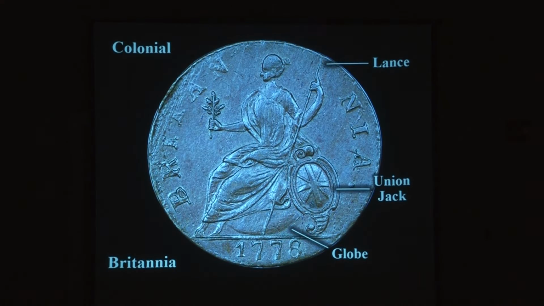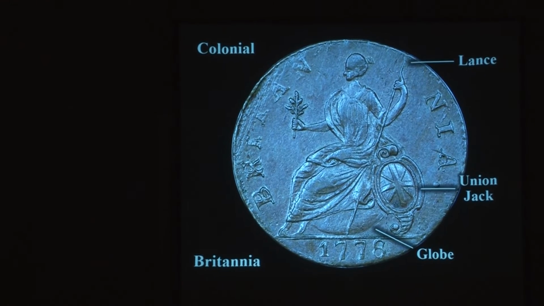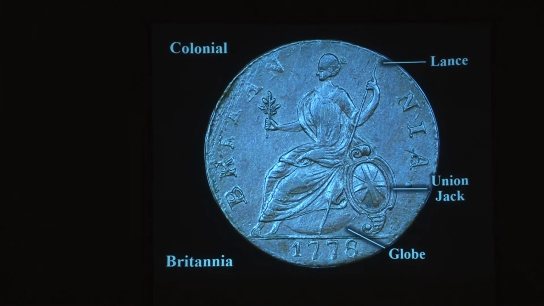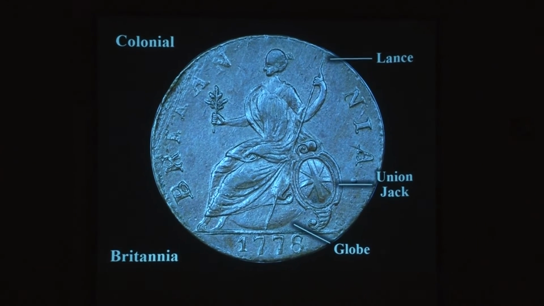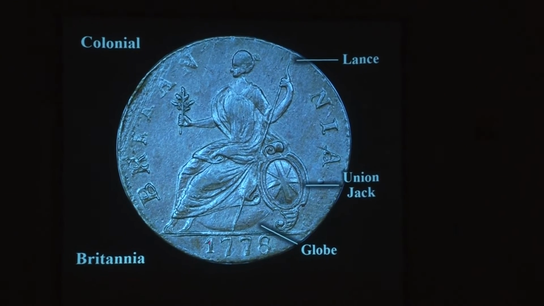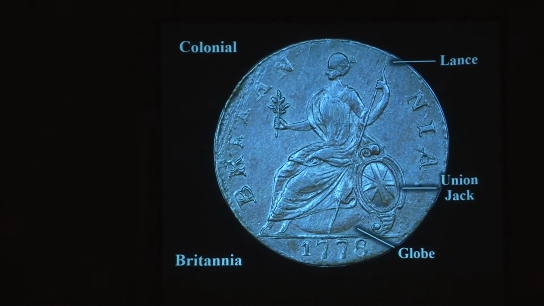So here is a colonial British coin from here in the US. It shows us Britannia. She's seated upon the world. No big statement there, okay? And she has the Union Jack as an escutcheon over here, offering, of course, an olive sprig with a lance in her left hand. And of course, this dates to 1778, while Britain was still in control of significant portions of the United States.